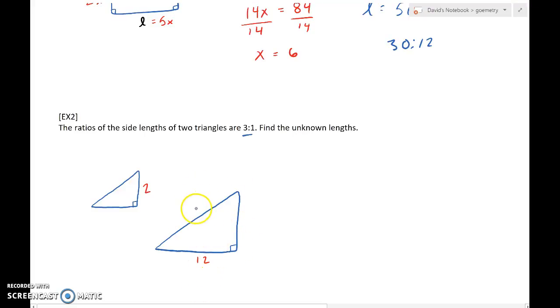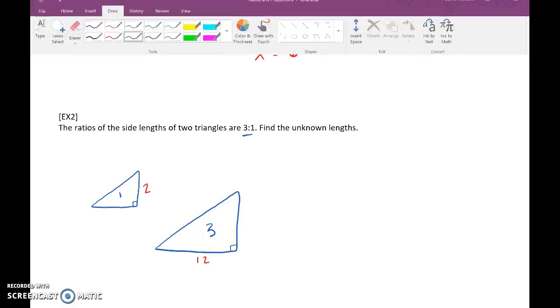And I want to assume that this triangle is bigger. Usually when they give you these types of word problems, you can look at the figure and figure out which one's the 3 and which one's the 1. So I'm going to write 3 in here and 1 in here. So this is 3 to 1. To get from the bigger triangle to the smaller triangle, I'm going to divide by 3. To get from the smaller triangle to the bigger triangle, I'm going to multiply by 3. That's the 3-to-1 ratio. So we can just fill in these values real quick by multiplying and dividing by 3.